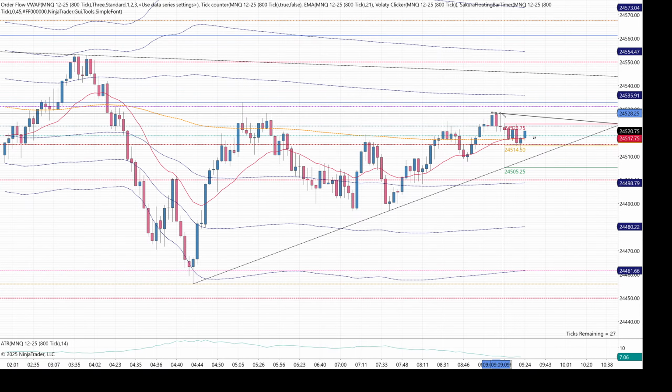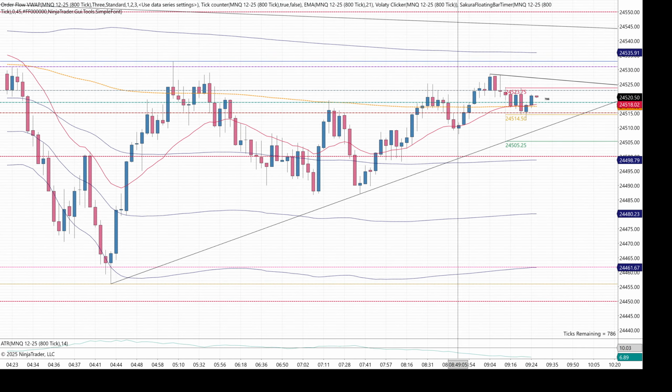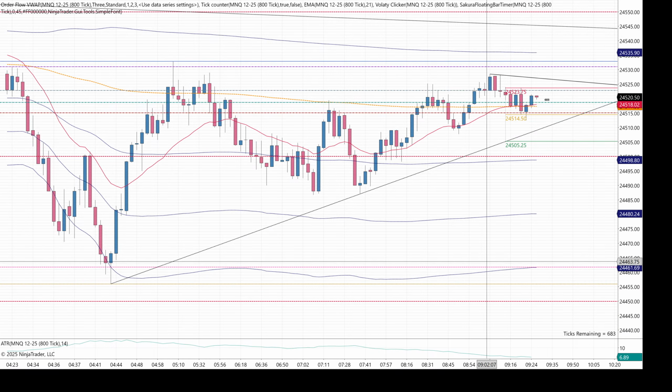I will draw this more immediate downward trend line right here. Where I typically don't like taking trades is 15 minutes before market open. Market open right now is in about 6 minutes.